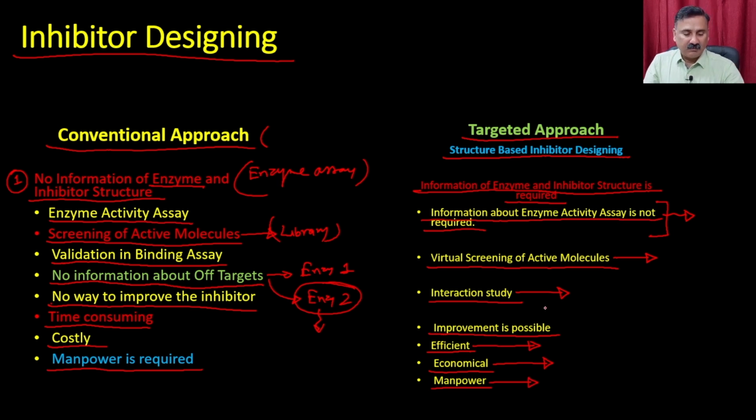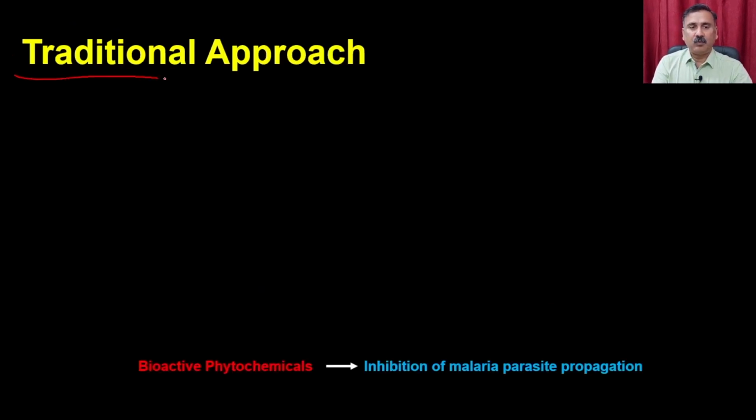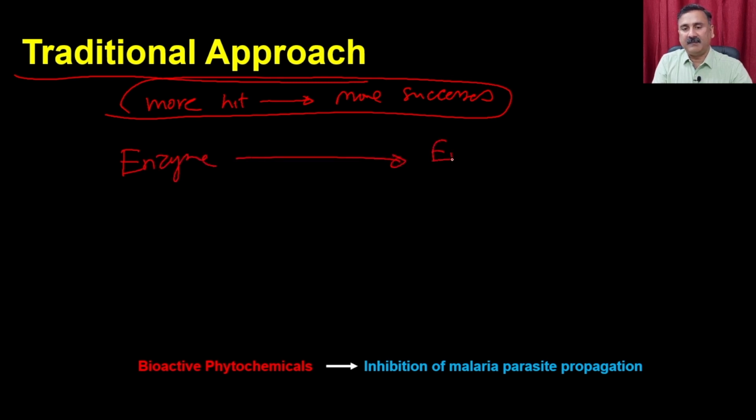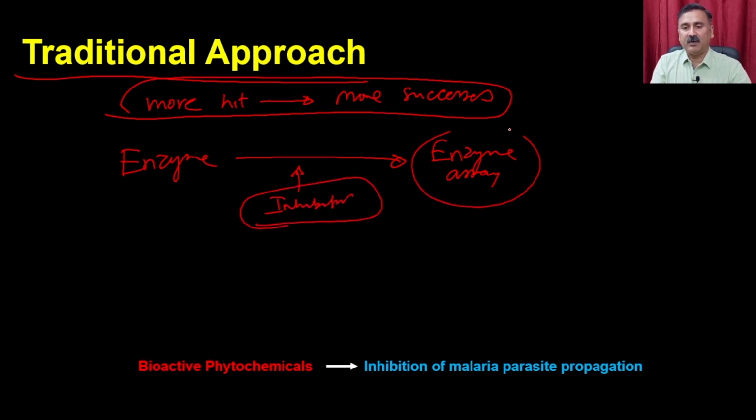Okay, so let's talk first about the traditional approach. The traditional approach is called more hits, more success. That is the main motto of the traditional approach. In a traditional approach, you require an enzyme and an enzyme assay, and that's how you can screen different types of inhibitors. Using this data, you can say whether this inhibitor is inhibiting the enzyme or not.